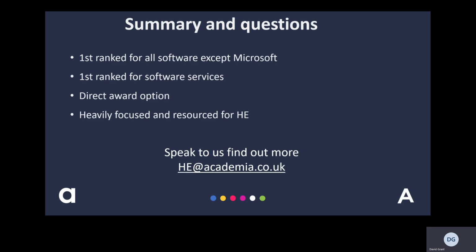So to summarize, academia are the first ranked supplier for all software, with the exception of Microsoft, but we are first ranked for all software services. And as first rank, you have the ability to direct award to academia. And again, going back to that earlier slide when I showed you the higher education team, it's really worth reiterating how focused and committed we are to making HE a success for us. Academia turn over approximately £90 million, and 70% of that revenue comes from higher education. It is essential for us to deliver a consistent, positive experience to our customers.